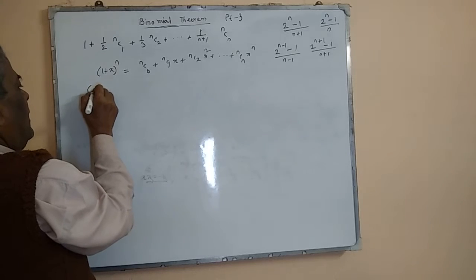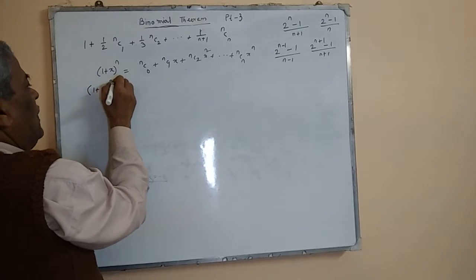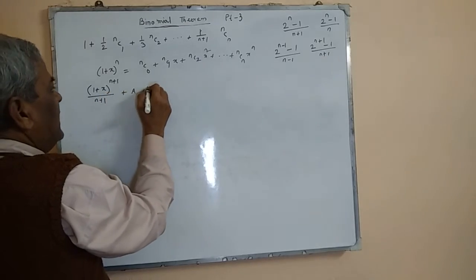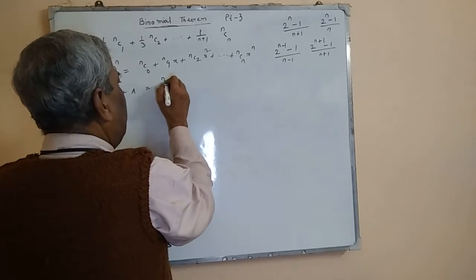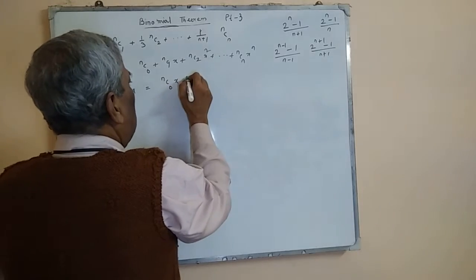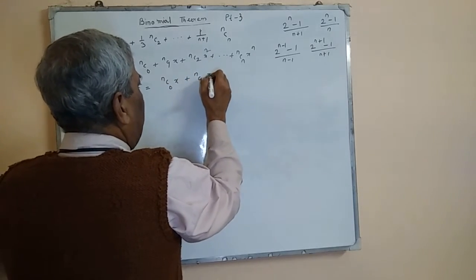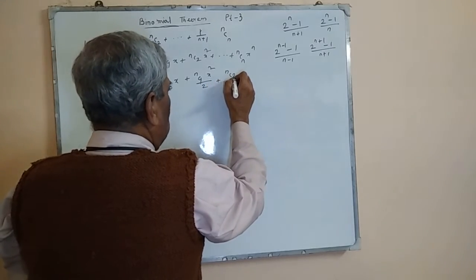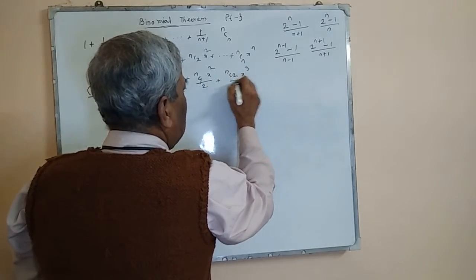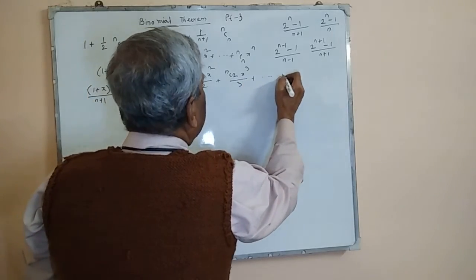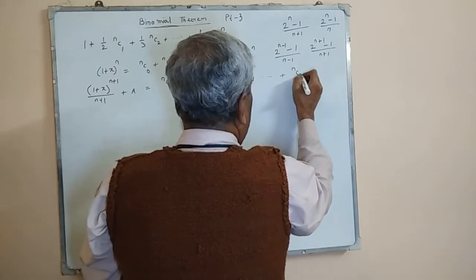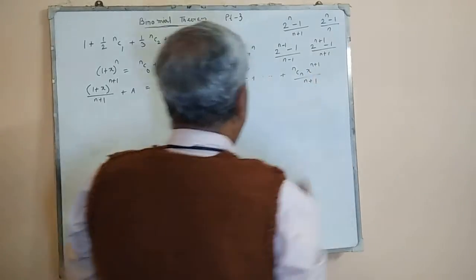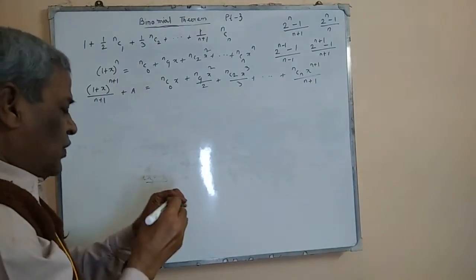That will be equal to (1 plus x) to the power n plus 1 by n plus 1, plus an integration constant a, is equal to nC0 x plus nC1 x square by 2 plus nC2 x cube by 3, and the last term is nCn x to the power n plus 1 by n plus 1. One integration constant is there.